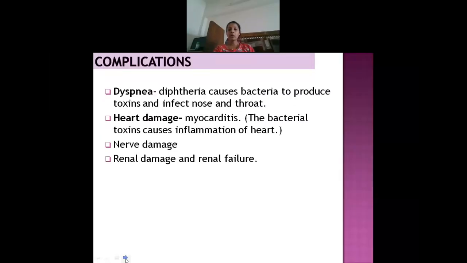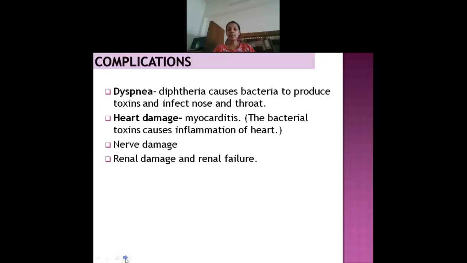Next, moving on to the complications of diphtheria. Most of the time, because this membrane is covering the larynx, pharynx, or even the tonsils, the patient can experience severe dyspnea-like symptoms. They may have breathing difficulty. Along with that, because of inflammation of the heart, usually the patient may have myocarditis, that is inflammation of the middle layer of the heart.